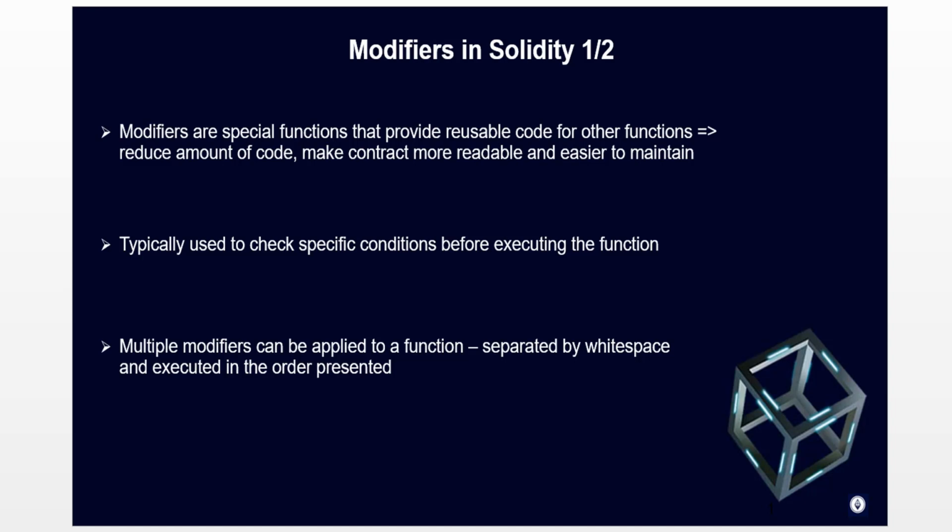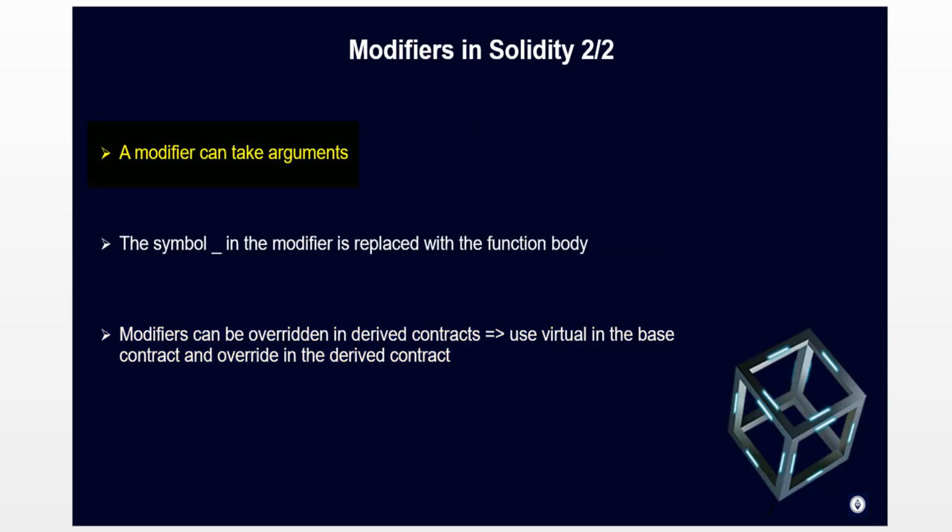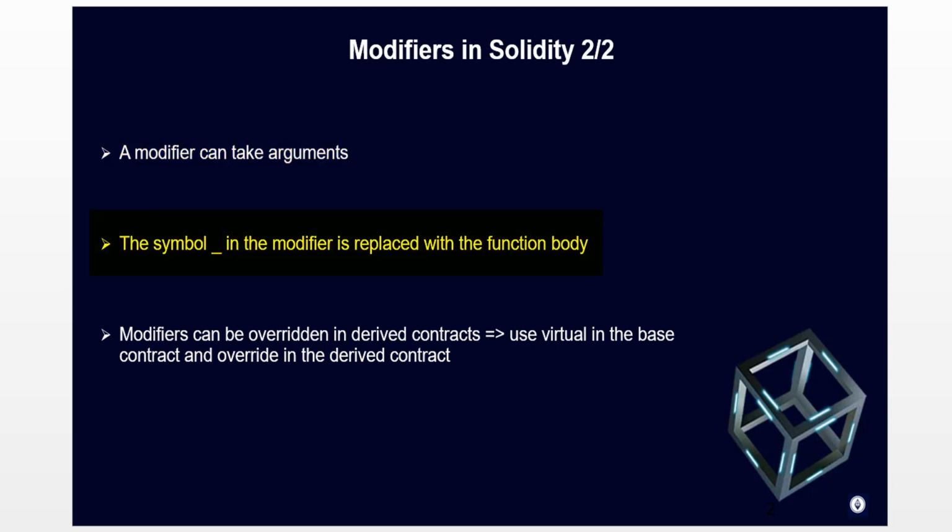Also, you can apply several modifiers to a single function. They need to be separated by white space and they're executed in the order in which they are specified on the function. A modifier can also take arguments. And we always find the underscores in a modifier. That's where the code of the function that uses the modifier will be executed.